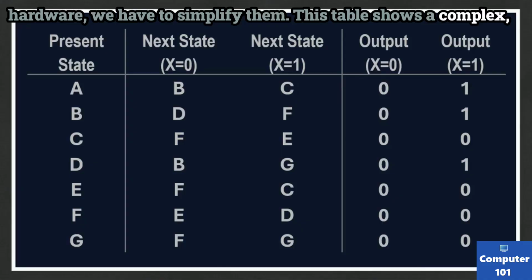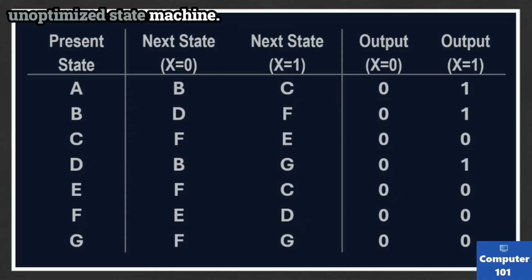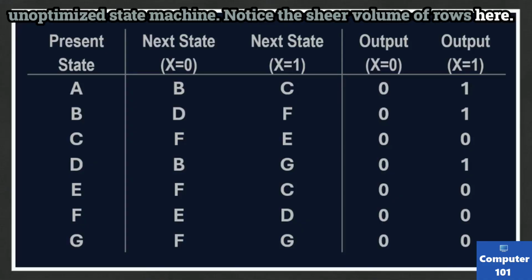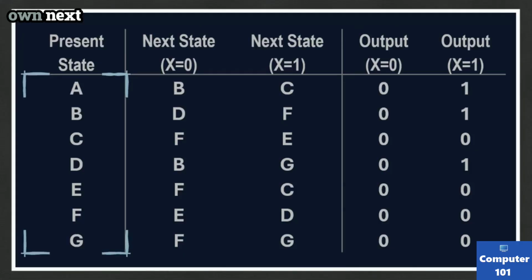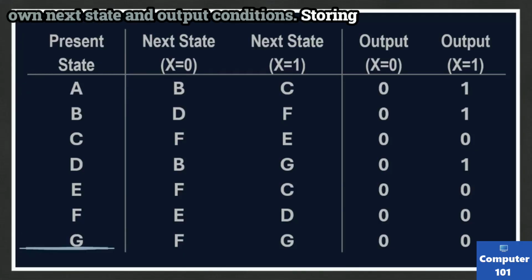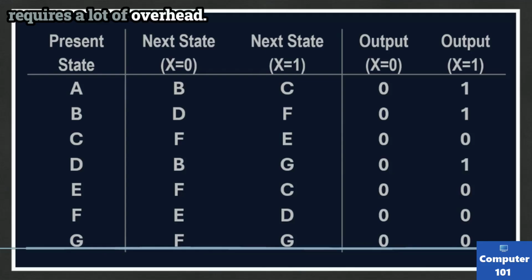This table shows a complex, unoptimized state machine. Notice the sheer volume of rows here. We have 7 distinct states, labeled A through G, each with its own next state and output conditions. Storing all 7 of these requires a lot of overhead.